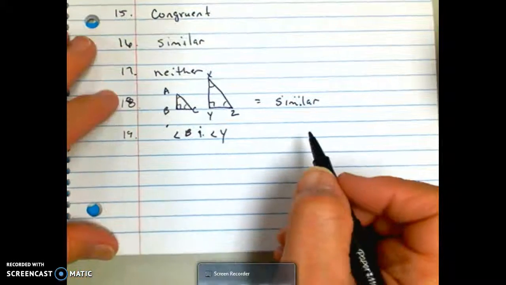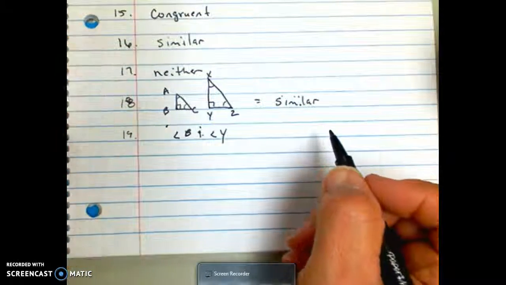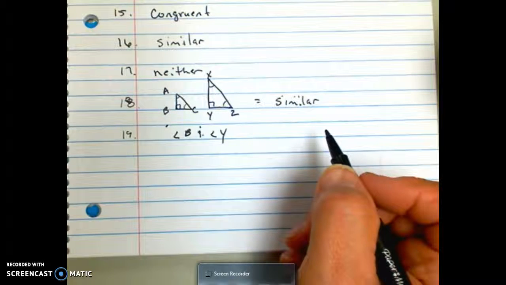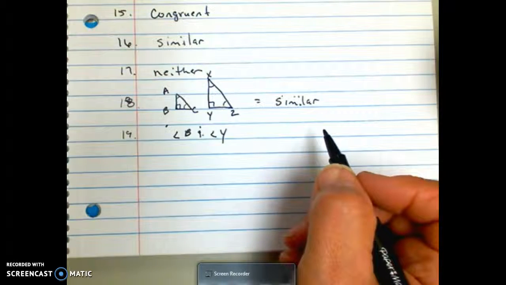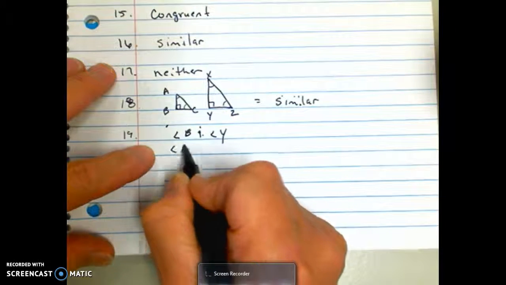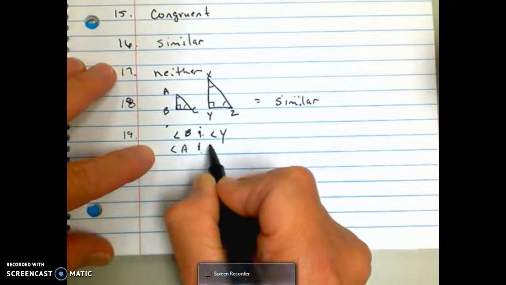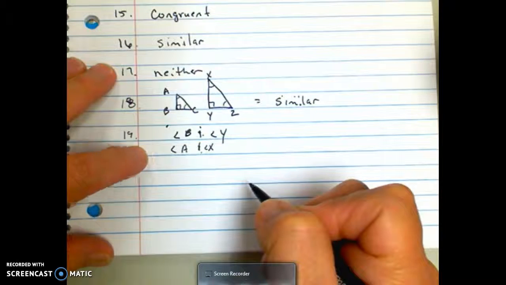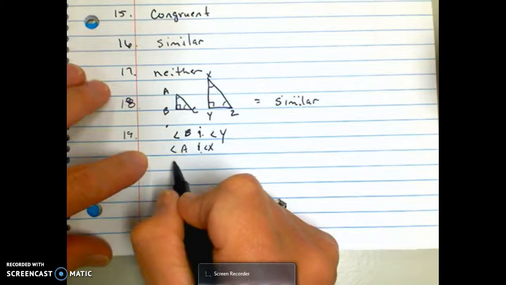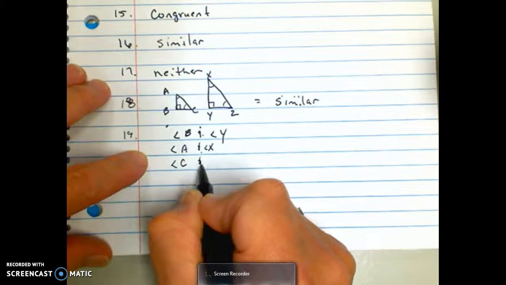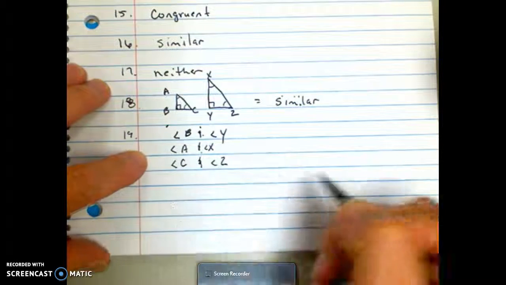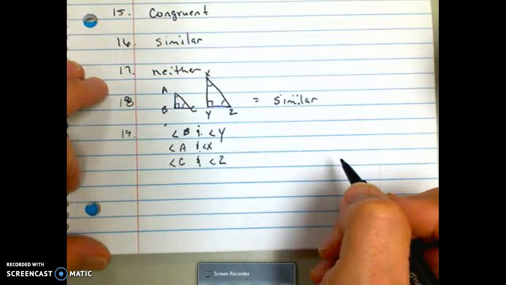And now we've done this before, so now take a look. What are the other angles that would be corresponding or matching? If you said angle A and angle X, you are correct. If you said angle C and angle Z, you are correct.